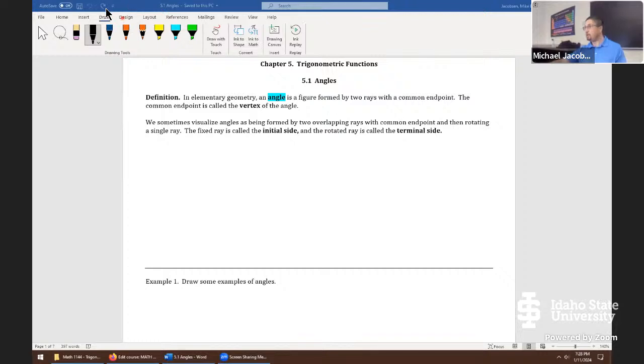Okay. Well, let's keep on to the next section here. This is our first start. We're doing chapter 5, trigonometric functions. Now, the trouble with trigonometric functions is if you're going to define a function, you have to start with its domain. That's the most important thing. Where are the inputs to your function?